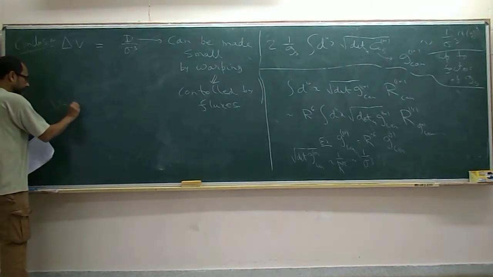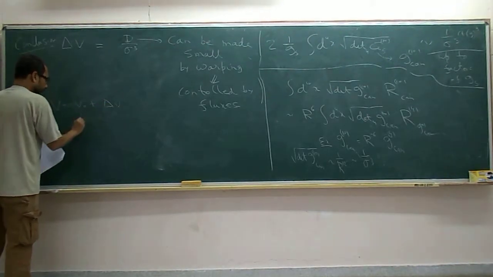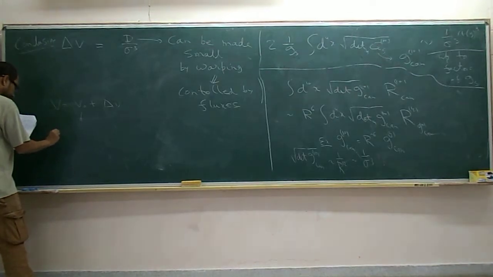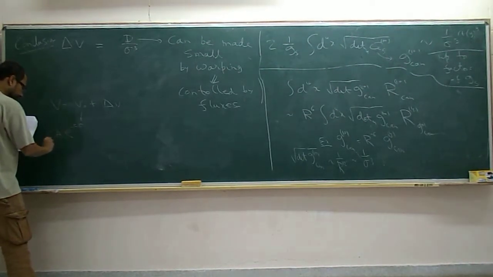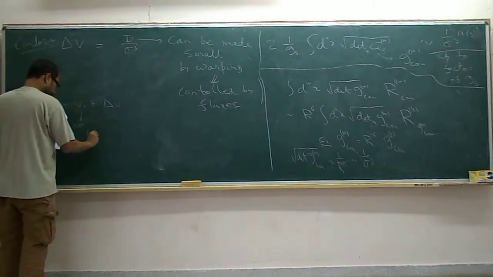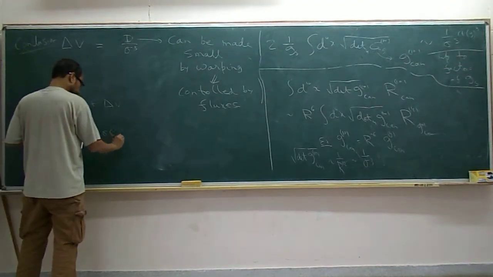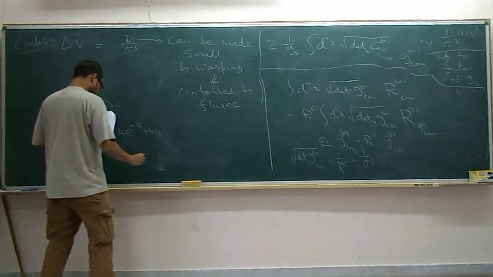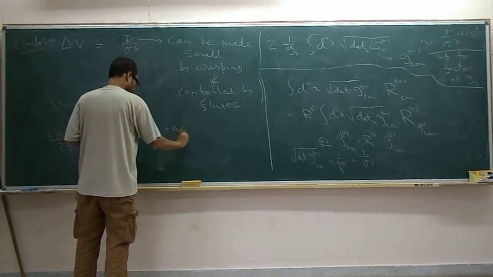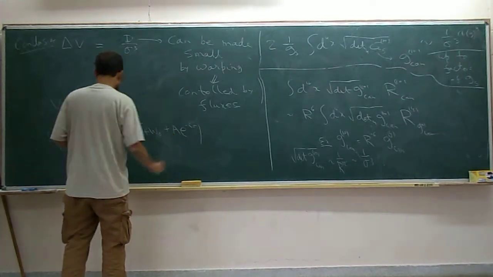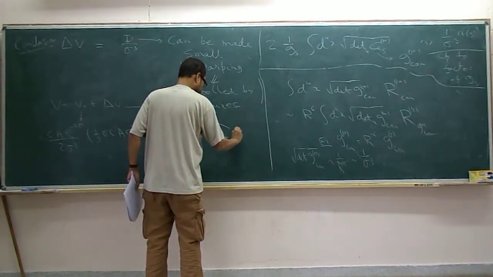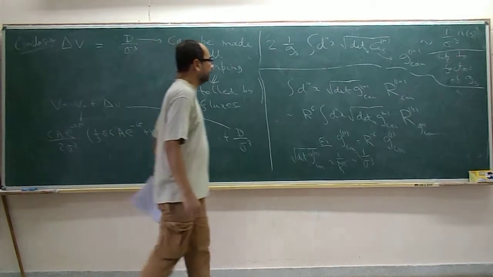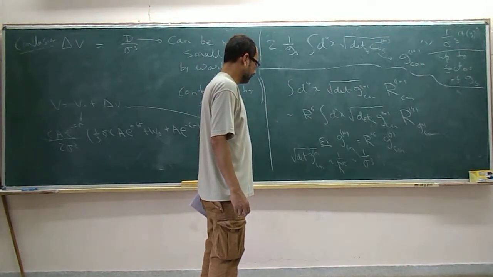So V then now is V naught plus delta V. And V naught was the original potential. So let me write it again. C A to the minus C sigma 2 sigma square. And this delta V is plus D over sigma cube. Oh, sigma cube, sigma to the 4, sorry. No, this is correct.